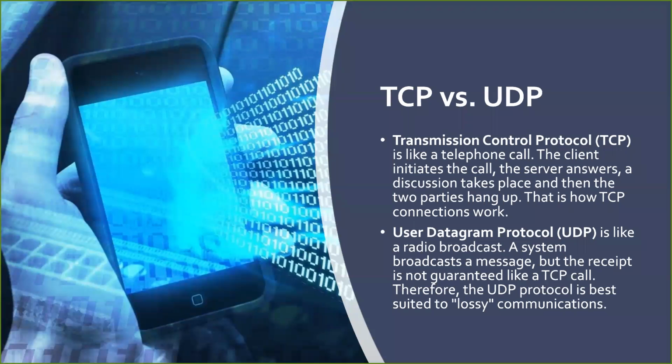UDP, on the other hand, also known as the User Datagram Protocol, is like a radio broadcast. The server simply broadcasts its packets, but the receipt of those packets is not acknowledged by the client, so there's no guarantee of delivery. This type of traffic is best suited for lossy communications, such as video streaming on Netflix or YouTube.